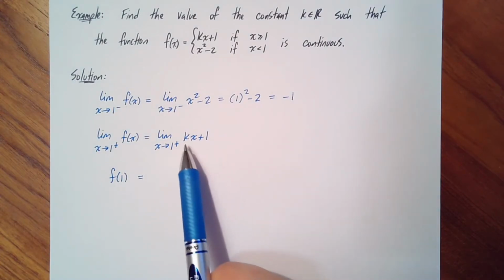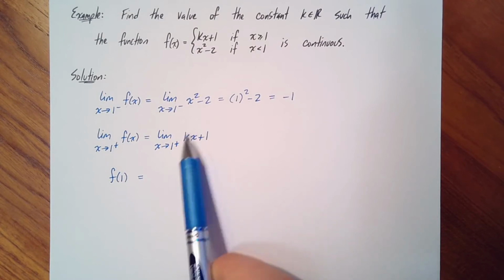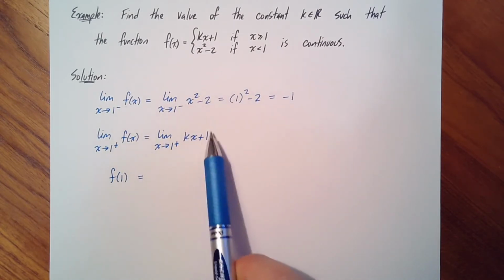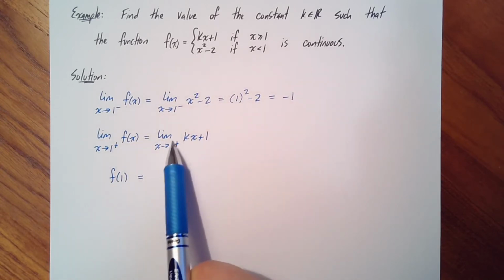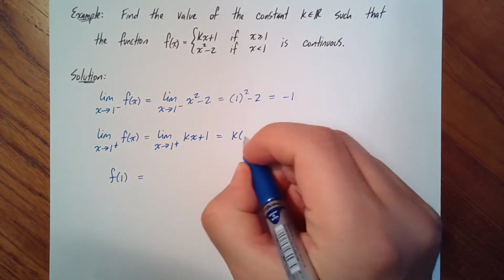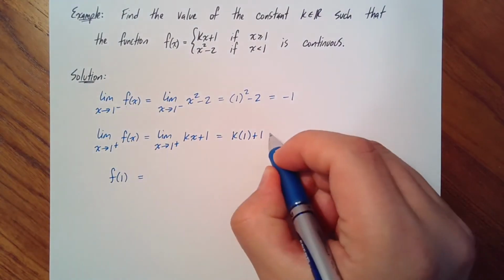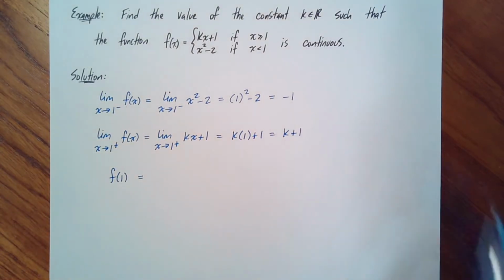Okay, well, we don't know what k is, but we do know that no matter what k is, this is a linear function, or in fact, more generally a polynomial. So that means if I want to evaluate this limit, I can just take that value 1 and plug it right into the function. So I'm going to get k times 1 plus 1. If I simplify that a bit, I'm just going to get k plus 1.